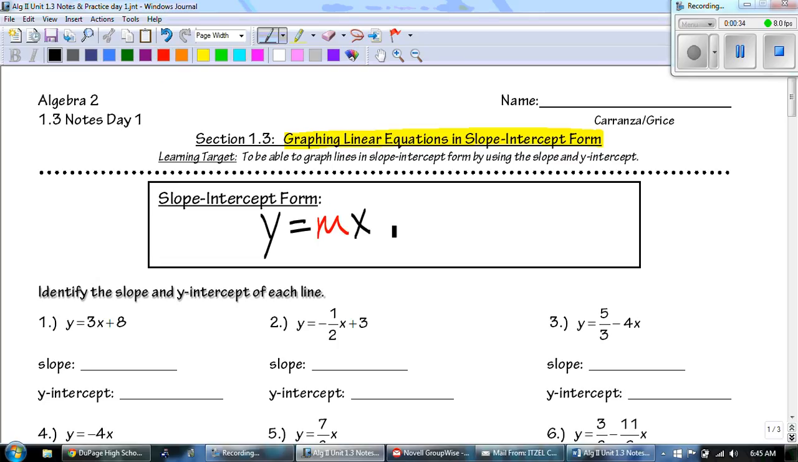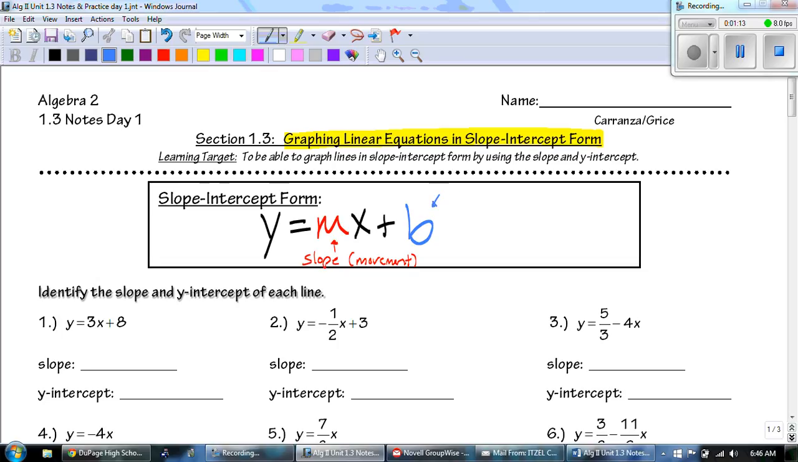mx plus b. Good. Okay, so hopefully you guys remember that. M we've been talking about. M is your slope, okay? Normally it's a fraction. We like to say that is also your movement, okay? That's why I like to think of the word M, but that's not really what it means. So M is your slope, it is your movement, and it is connected to the x.